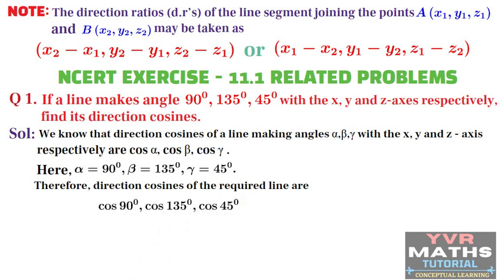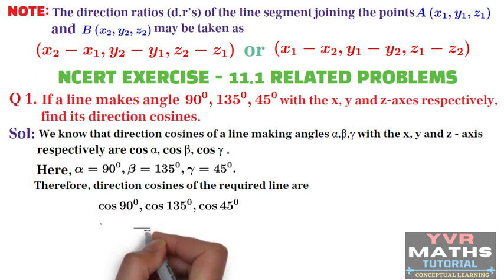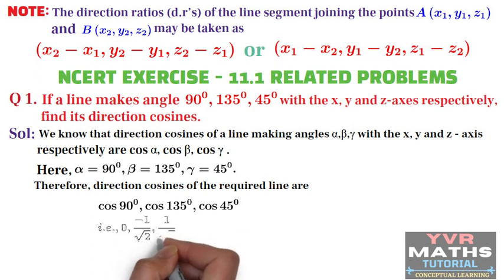As per trigonometry basic knowledge, cos 90 value 0 and cos 135 value minus 1 by root 2 and then cos 45 value 1 by root 2. Therefore, the direction cosines are 0, comma minus 1 by root 2, comma 1 by root 2.